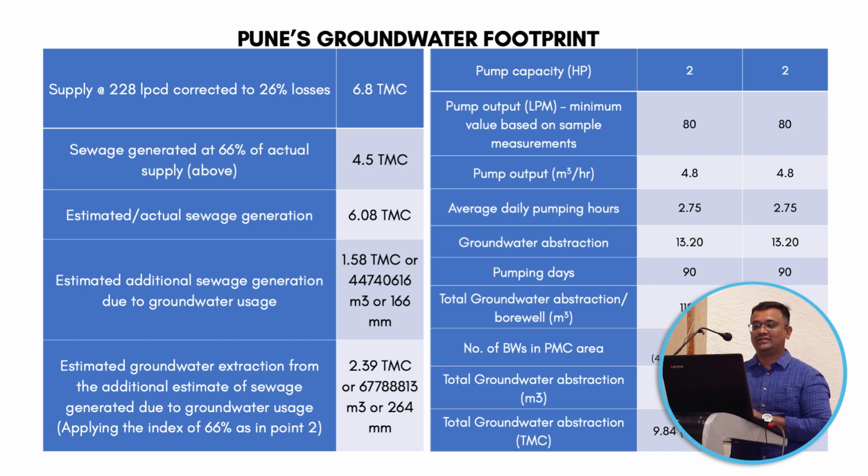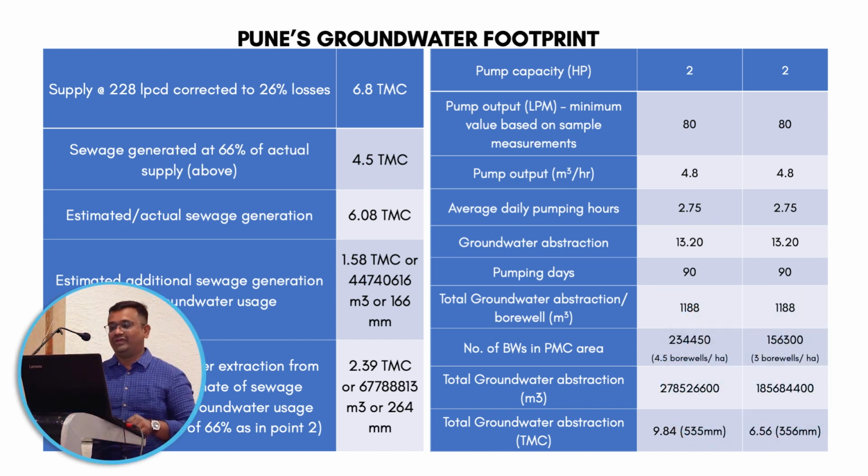So per hour it will be 80 multiplied by 60, that is 4,800 liters. That means we are extracting 4.8 meter cube of water per hour. And the average daily pumping hours is 2.75.